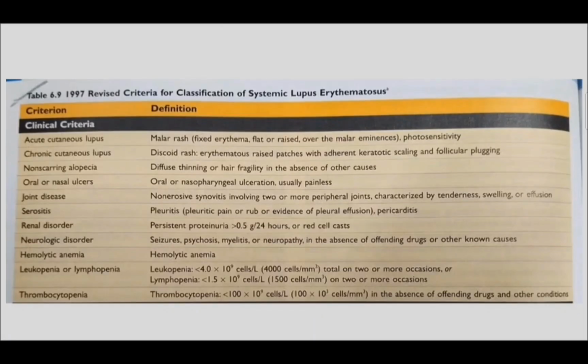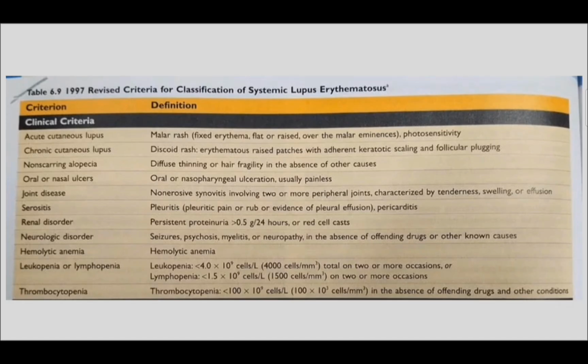In clinical criteria, we have 11 criteria. Presence of any 4 or more criteria of the 11 is diagnostic of SLE. They are malar rash, discoid rash, photosensitivity, oral ulcers, arthritis, serositis, renal disorder, neurologic disorder, hematologic disorder, immunologic disorder, and anti-nuclear antibody.